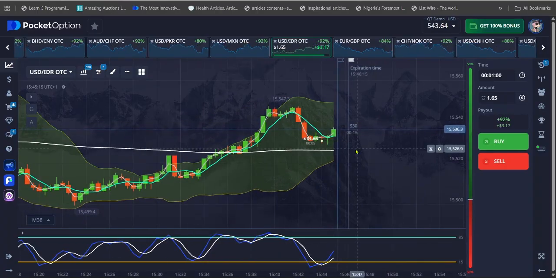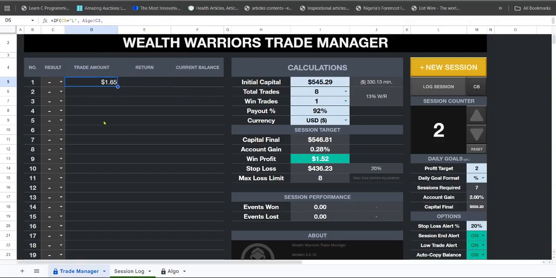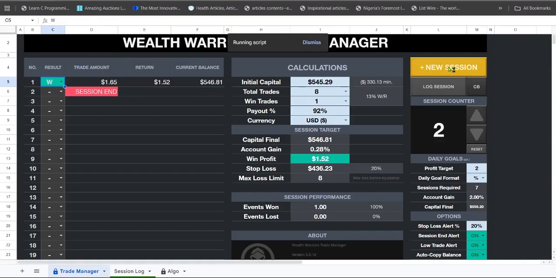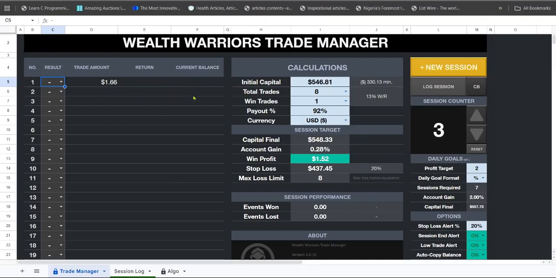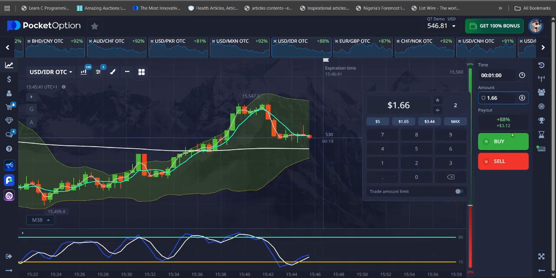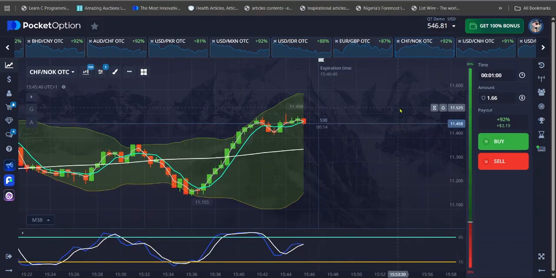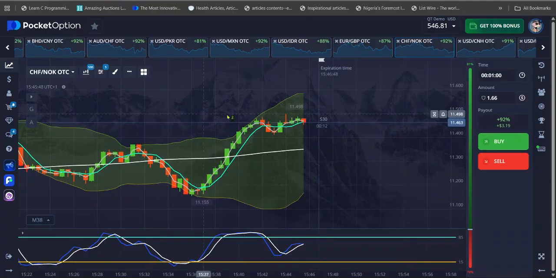All right, that is a win for us. Yeah, that is a win. So the market has won and the session has ended. So remember, we have a total of 7 sessions today to hit our 2% on our account. So our next rate is 1.66. So we change this to 1.66. I think we have already made enough profits here. So let's look for another trade.